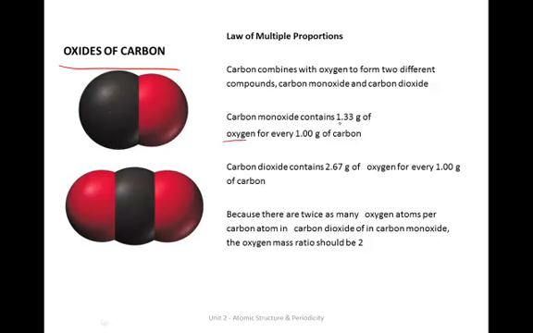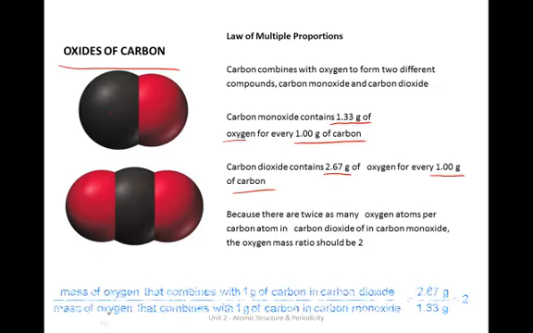Okay, and in carbon monoxide you can see that there's 1.33 grams of oxygen for every 1 gram of carbon. Okay, in carbon dioxide there are 2.67 grams of oxygen for every 1 gram of carbon. Okay, because we know in retrospect that carbon dioxide has 2 oxygen atoms, or twice as many oxygen atoms per carbon atom, the mass ratio should be twice as much.